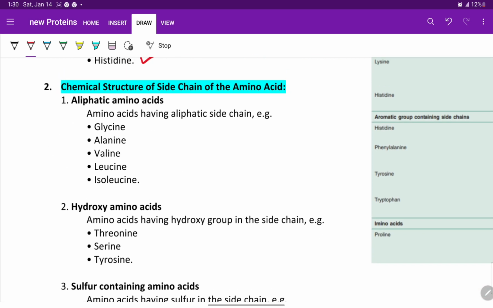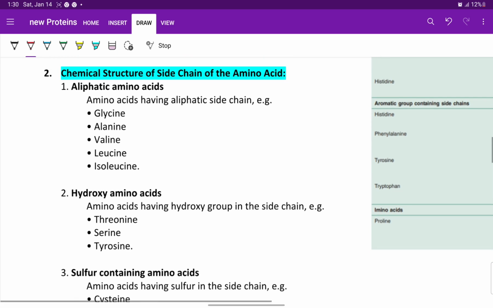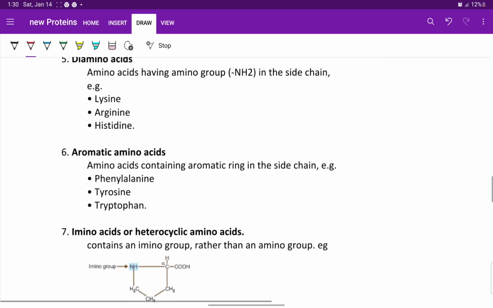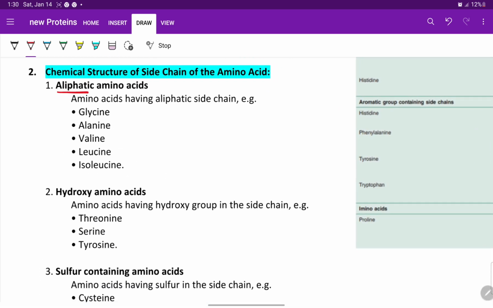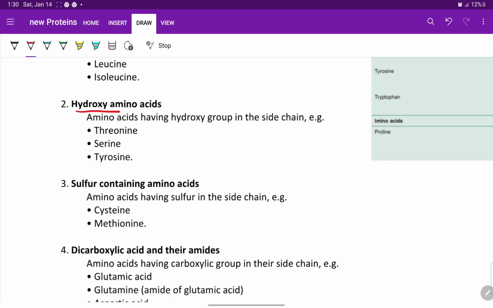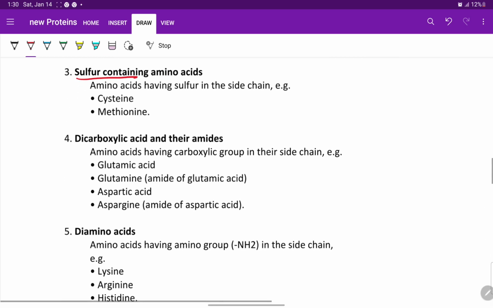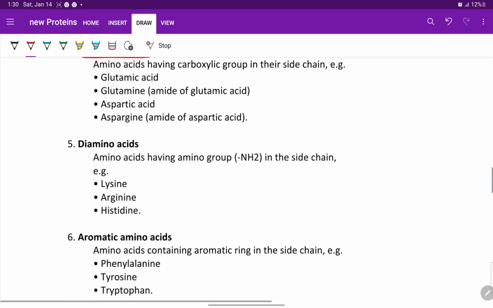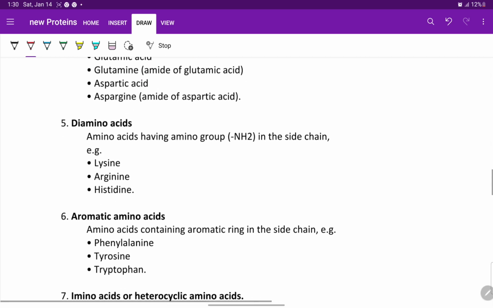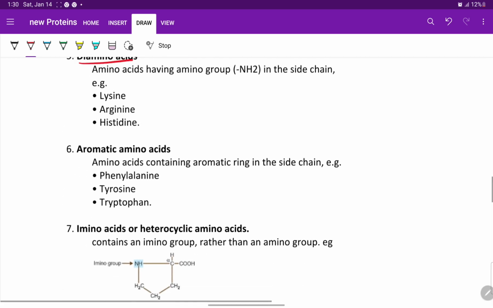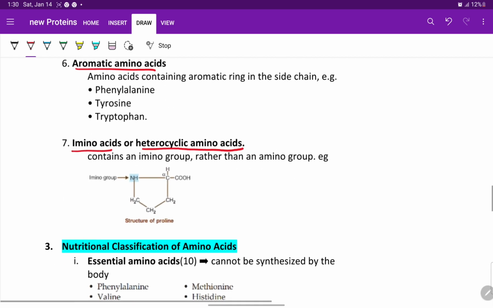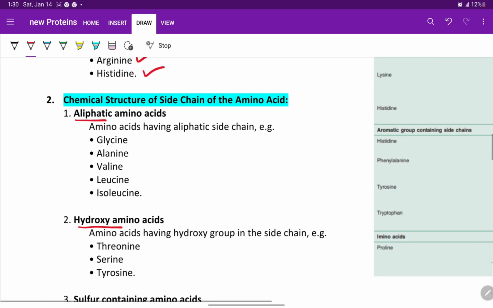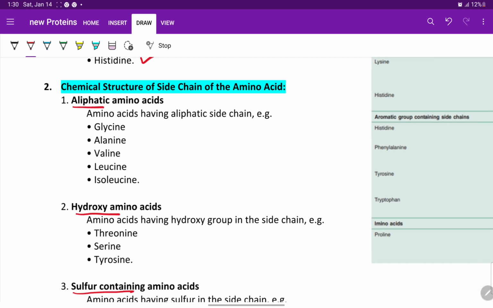Now, based on the chemical structure of the side chain, these are classified into some 7 types: aliphatic amino acids, hydroxy amino acids, sulfur containing amino acids, dicarboxylic acids and their amides, diamino acids, aromatic amino acids, and heterocyclic amino acids. So let's come to each and every one individually.